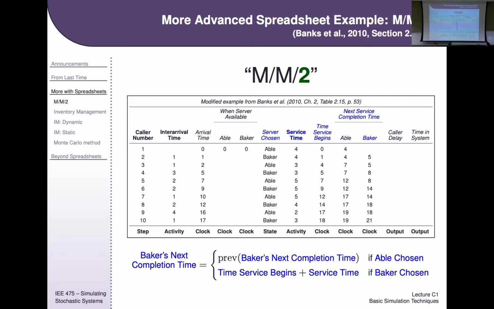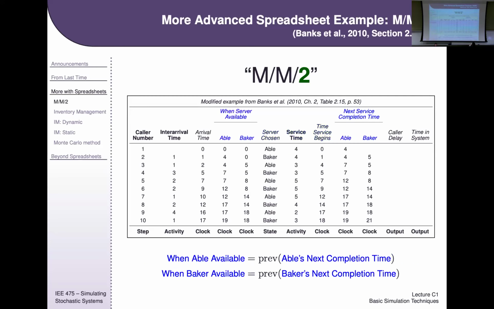And if Abel was chosen, that's when we just pass it down. Questions about any of that so far? Basically the same thing we did with the MM1 queue, but we just have to now take that one server that we knew was the only resource they were competing for, and then say, now we've got two resources available. We need to figure out for this caller, what resource are they using? And that's all we're doing so far.